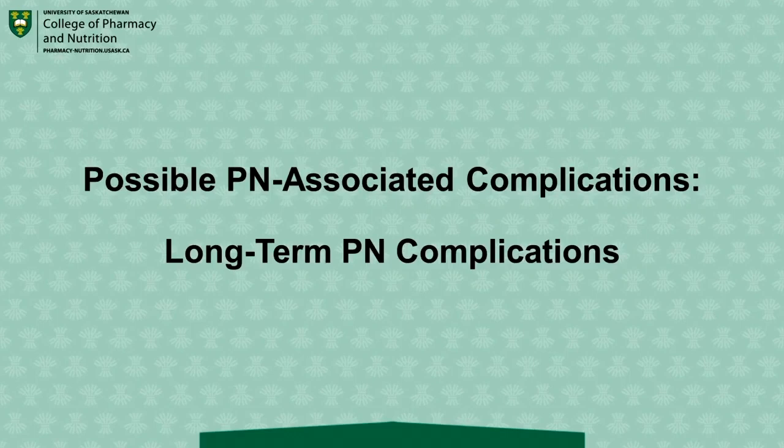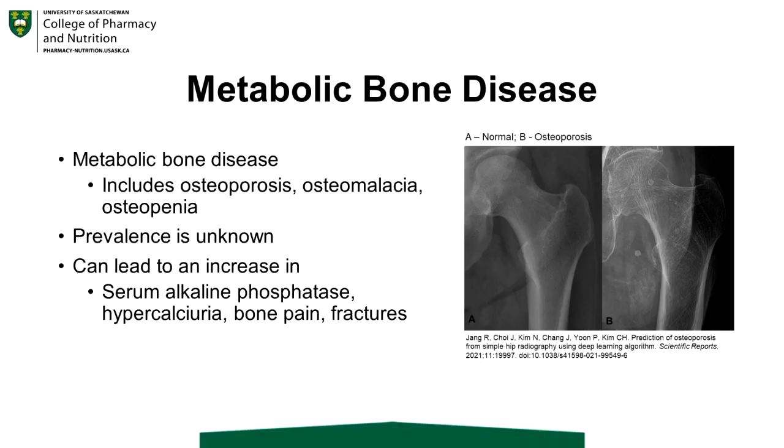Individuals who require longer-term PN, especially those on home PN, are susceptible to a variety of unique complications. Metabolic bone disease can entail the presence of osteoporosis, osteomalacia, osteopenia, or a combination of all three. The prevalence of PN-associated metabolic bone disease is unknown. Many diseases, conditions, and medications are associated with bone loss, and all long-term PN patients manifest or have at least one of these factors. Therefore, it is difficult to conclude whether PN directly contributes to bone loss.